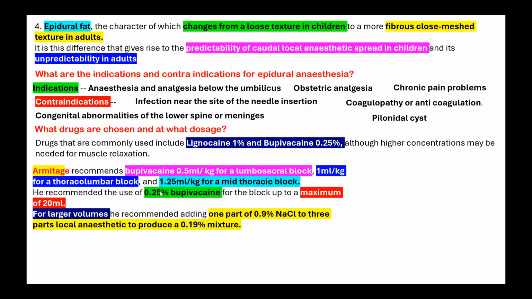Yes, sir. When you say 0.25%, how many milligrams of the drug will be there in 1 ml? 2.5 milligram per ml. Yes, sir. When you say 0.5%, it is 5 milligram. When you say 1%, it is 10 milligram. That is the easiest way to remember. Any 1% solution will contain 10 milligram of the drug in 1 ml. 0.5% will contain 5 milligram in 1 ml. 0.25% will contain 2.5 milligram in 1 ml.